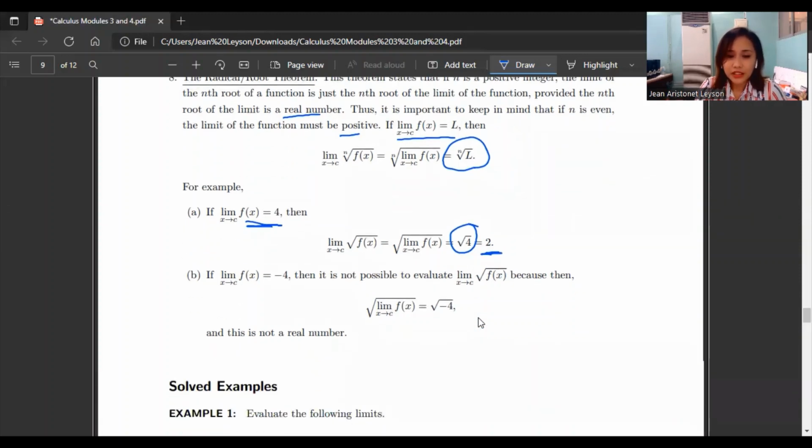Letter B, given the limit of the function as x approaches c is negative 4, then it is not possible to evaluate the limit of the square root of f of x as x approaches c, because as we know, if you find the square root of a negative number, that will result in an imaginary number, or it is not a real number.